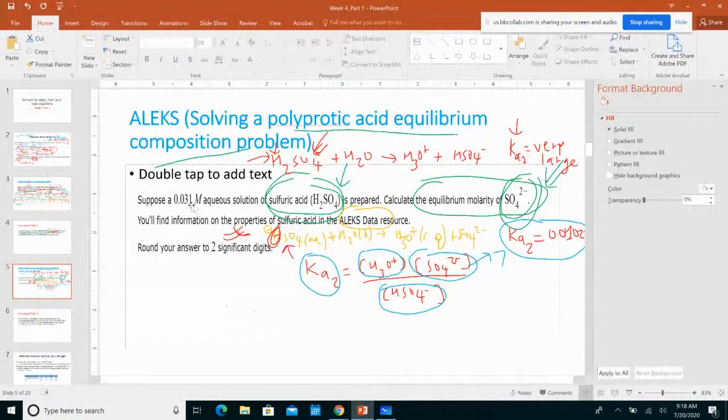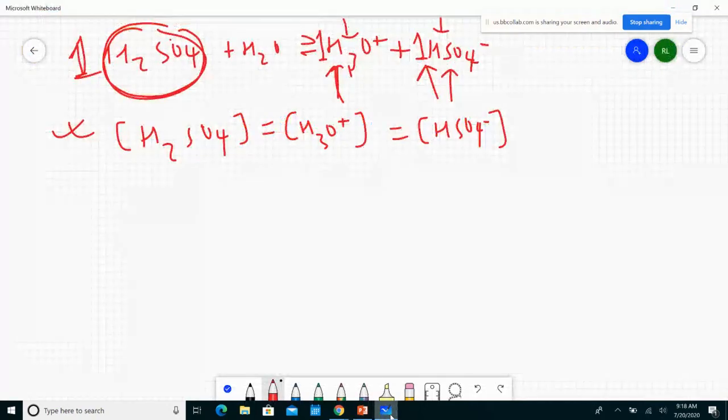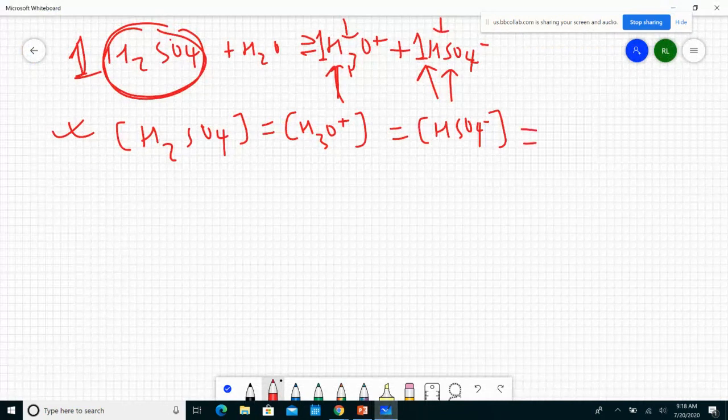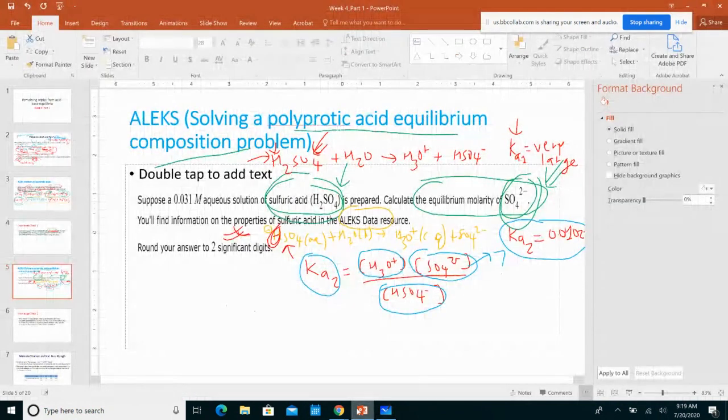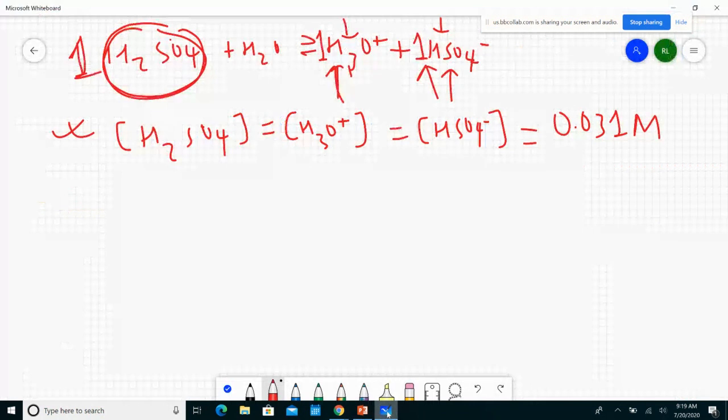It tells me, suppose a 0.031 molar aqueous solution of sulfuric acid. That means the concentration of sulfuric acid has been given to me. All of these values will equal 0.031 molar. All right. Now I'm going to write down my second equation. Right. So now if you go back to your second equation, this was my second equation right here. So let me write down the ice table for the second equation, right?